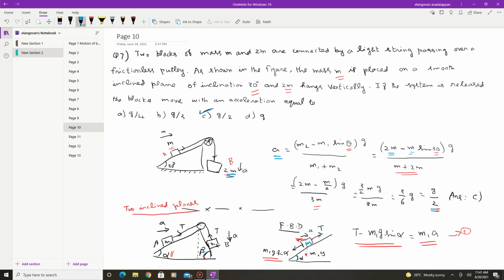Therefore, two forces are acting. One is the tension acting along the inclined plane, in the direction of acceleration, and because of gravity, m1g is the force acting vertically downwards. Let us calculate the component of the force along the plane, which is m1g sin alpha. Since the block is moving up, T must be larger, so T minus m1g sin alpha is equal to m1a. This is the first equation.